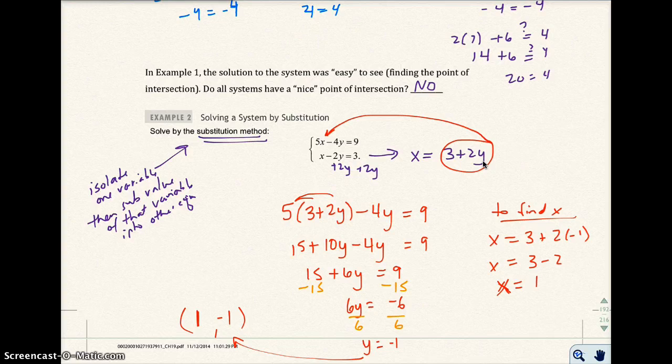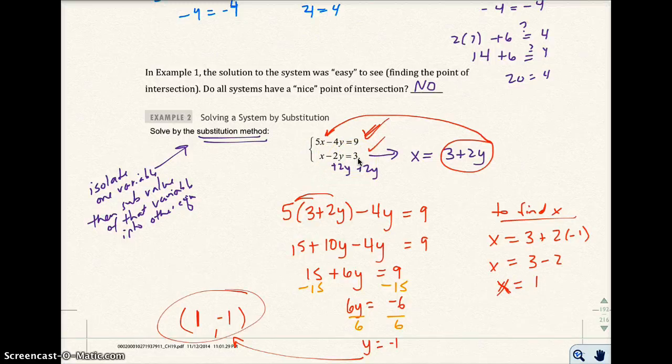Now I want to check this real quickly, especially since these are nice values. If I plug in 1 here, that would give me 5 times 1, which is 5. It would give me plus 4. It would check into here. I'll do that one mentally. Check in there. If I put 1 in here, it becomes 1. I put -1 in here, it becomes plus 2. So 1 plus 2 is 3. Like that is the right answer.